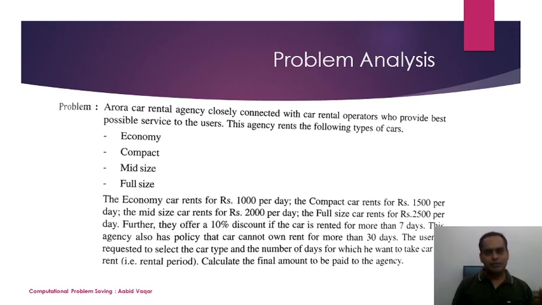The minimum variables you need as input are, first of all, the type of car the user wants, and secondly, how many days he will be using the car. If we know these two values, the remaining things can be calculated by our system itself. So we will provide a system which asks minimum questions to the user. That would be the least annoying software. I think you have understood this phase of problem analysis.